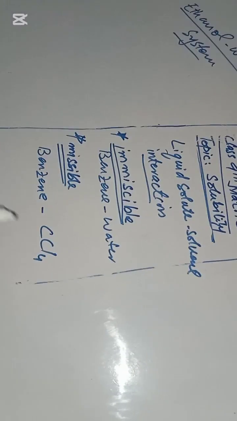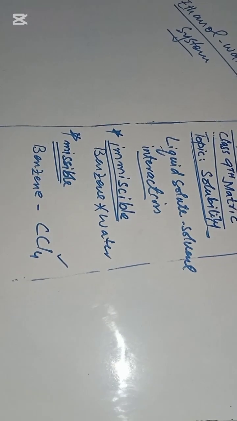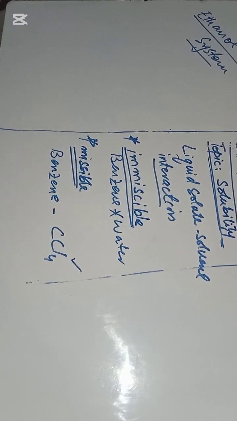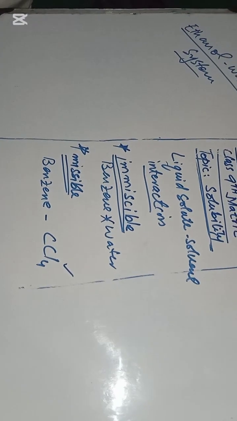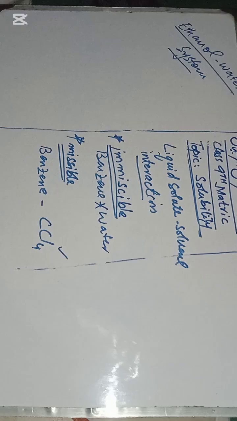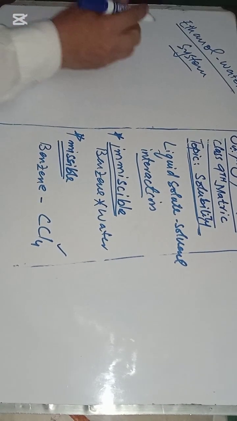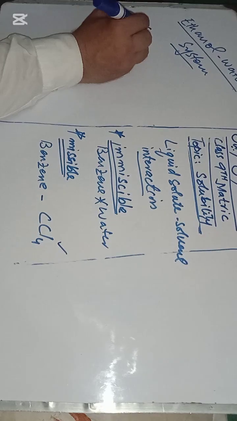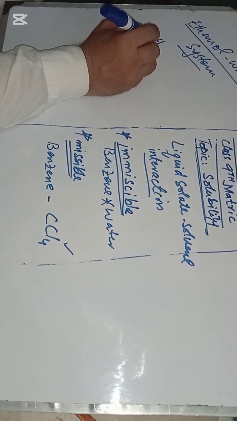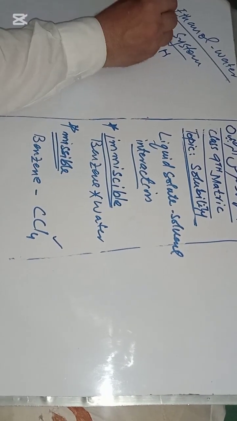Like benzene can be dissolved in this solvent and cannot be dissolved in water. Clear? So miscibility and immiscibility, this could be clear to you now. We have now another example, ethanol and water. Ethanol has the general formula C2H5OH. Clear? It is ethanol.